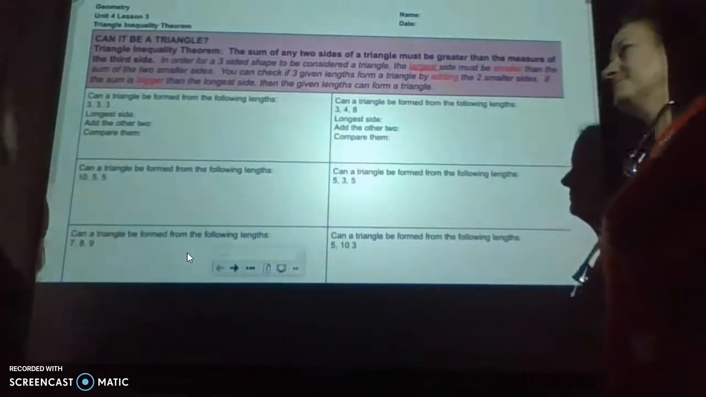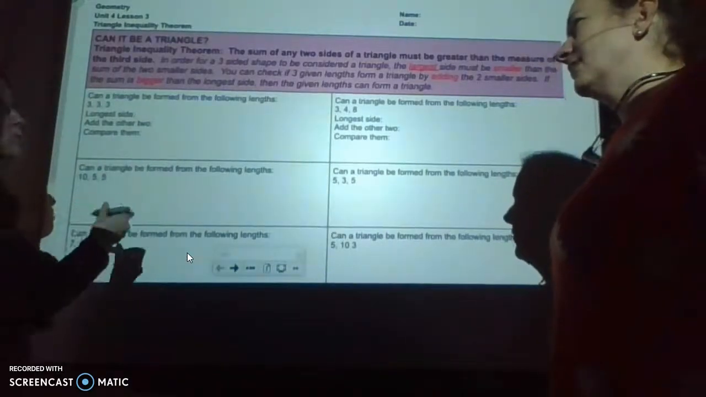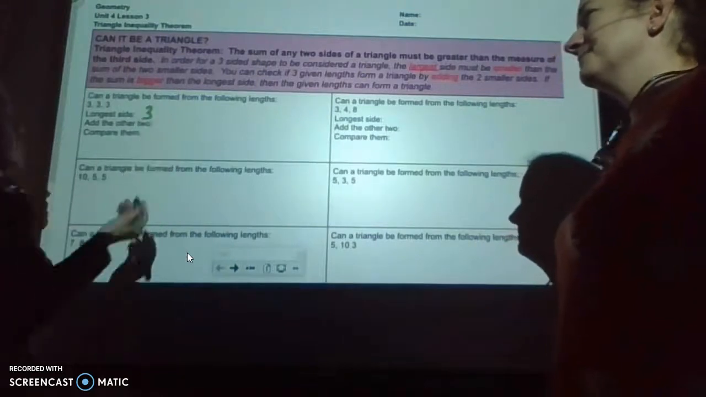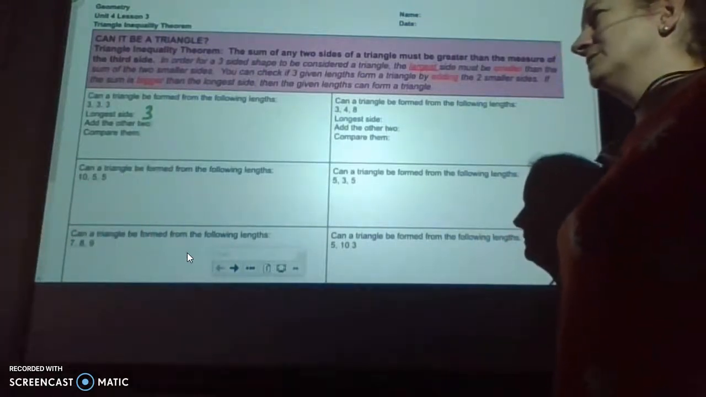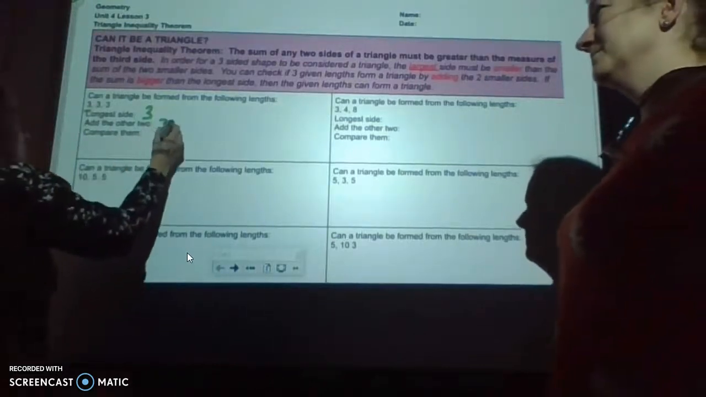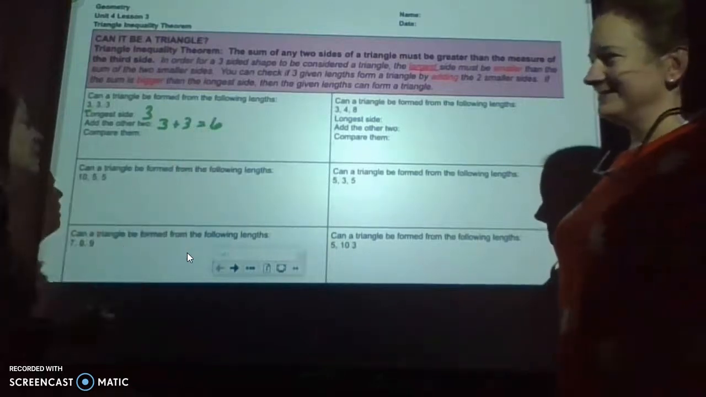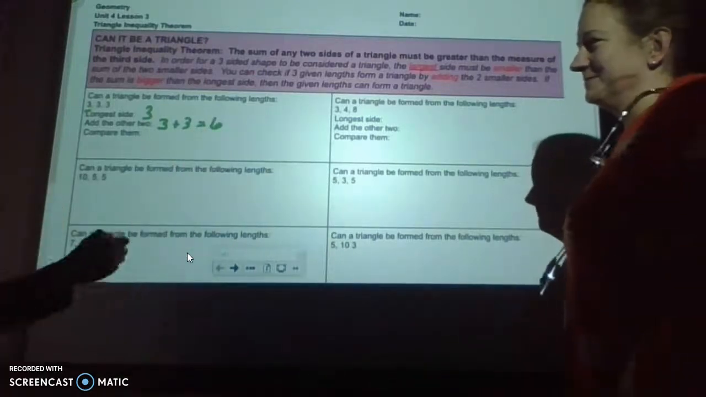This is the process. The longest side, well, what is the longest side if it's 3, 3, and 3? Still 3, because 3 is the only side. This is our longest side, and we're going to add the other two. Well, 3 plus 3 is 6. Now we're going to compare them.